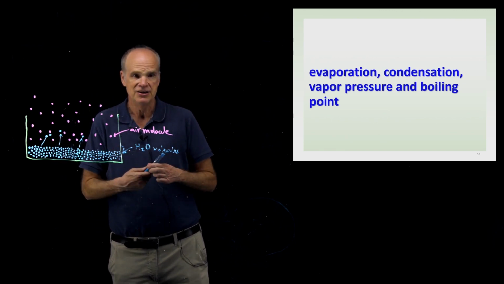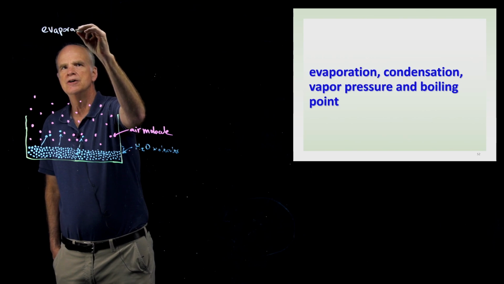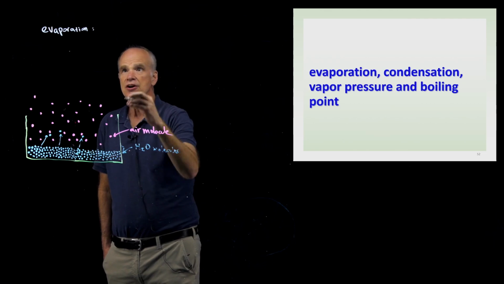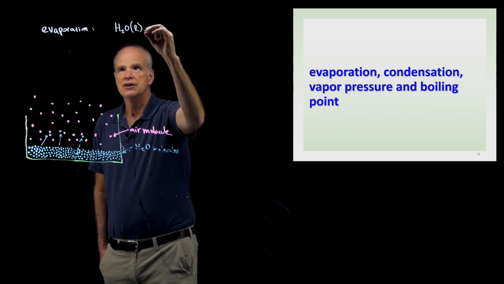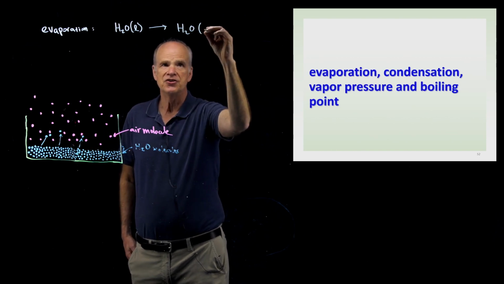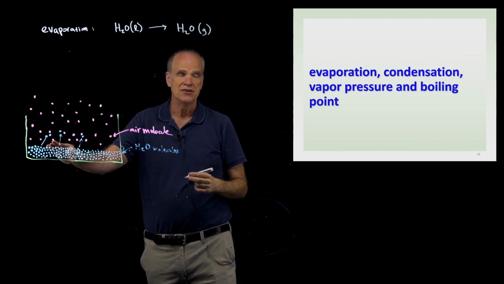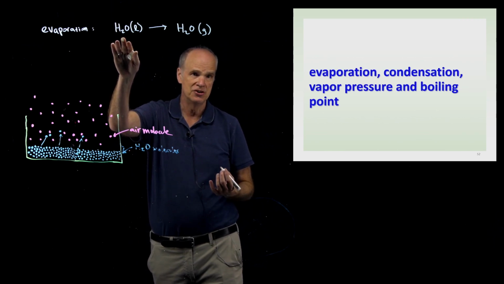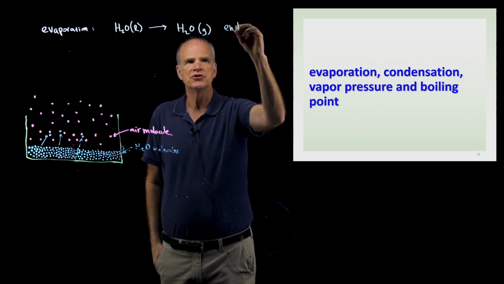So what I want to do is write an equation for evaporation. So this is evaporation. You can see that the reactant here is a water molecule in the liquid phase, and it's becoming a water molecule in the gas phase. It's up there in the air, right? One thing you might notice is that the liquid water molecule must absorb energy so that it has enough energy to go into the gas phase. So this is an endothermic process. Let me write here, this is endothermic.